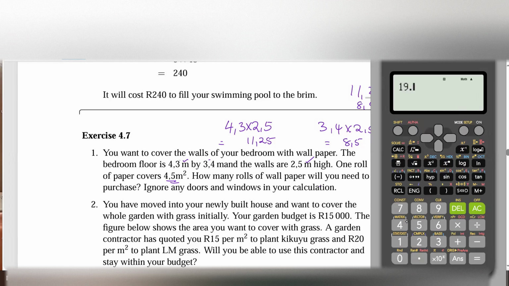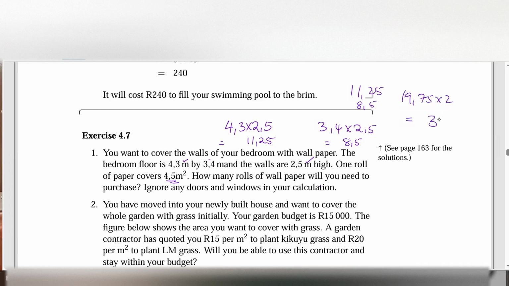So 19,75 times 2, that becomes 39,5. This is meters squared. You can multiply this by 2, multiply that by 2, and then you plus up. We should get the same thing. So this is the area that needs to be covered.